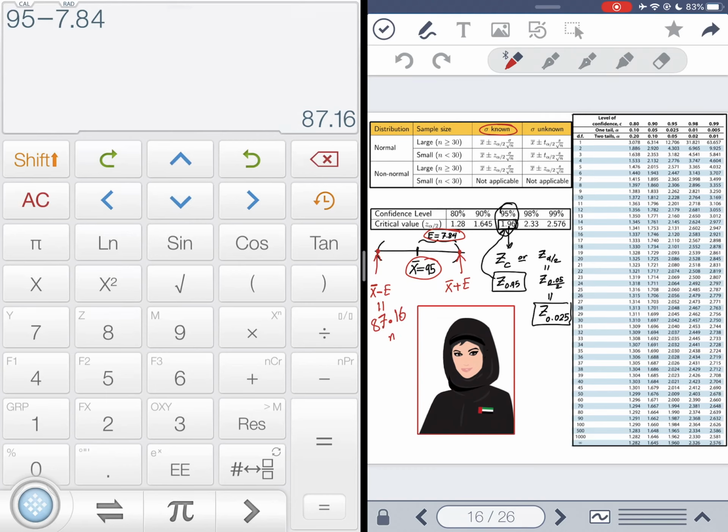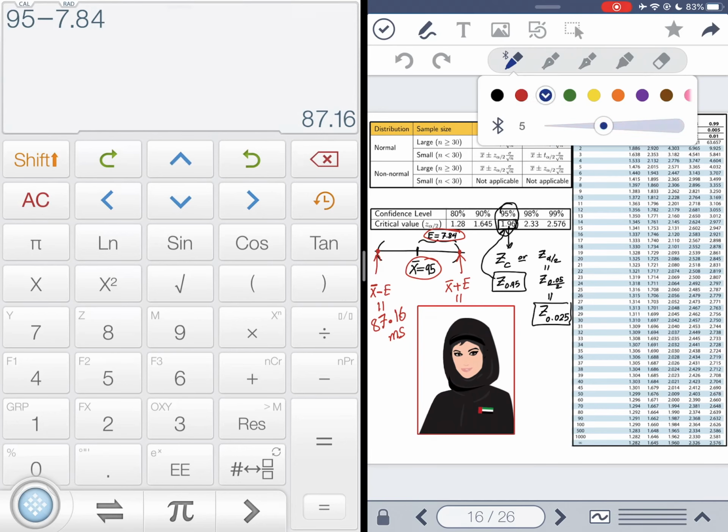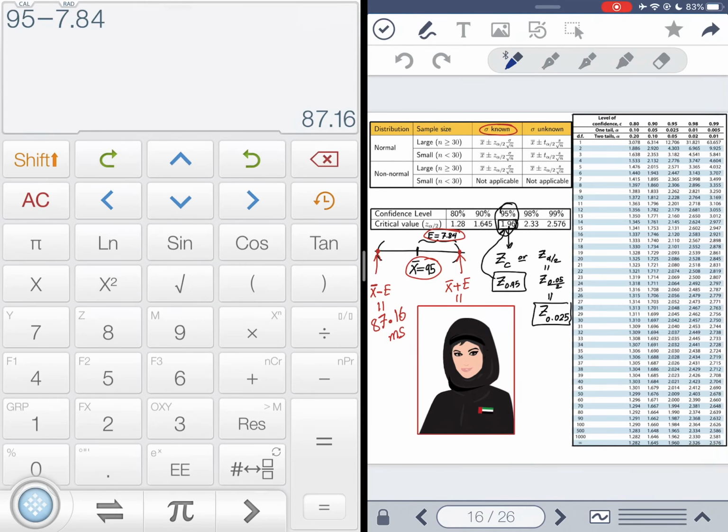So this is 87.16, of course, milliseconds. And this one, I'm going to use another color so you see it easily. Just the minus, make it plus. This will become 102.84 milliseconds. Now this interval is our 95% confidence interval.